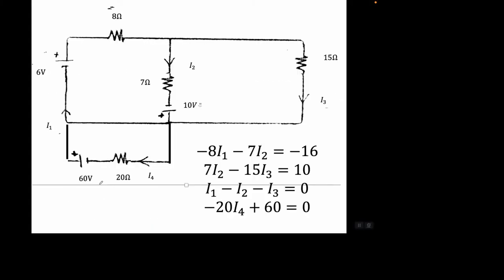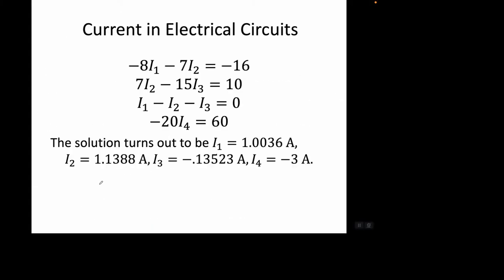So here are the four equations we end up with. Get everything on one side, and get your matrix in reduced echelon form, and the solution turns out to look like this.